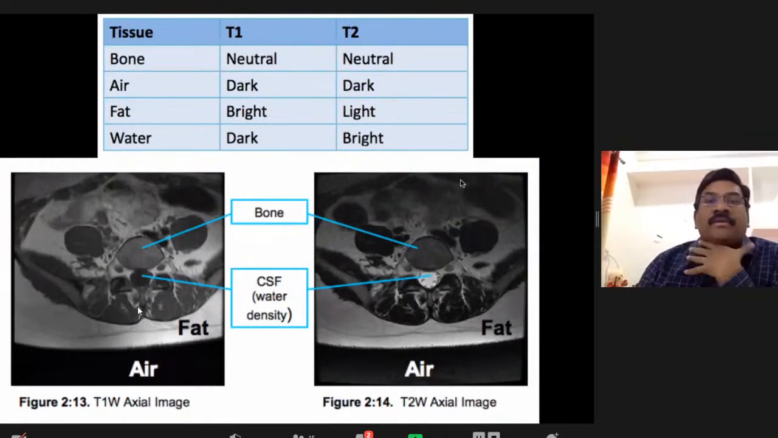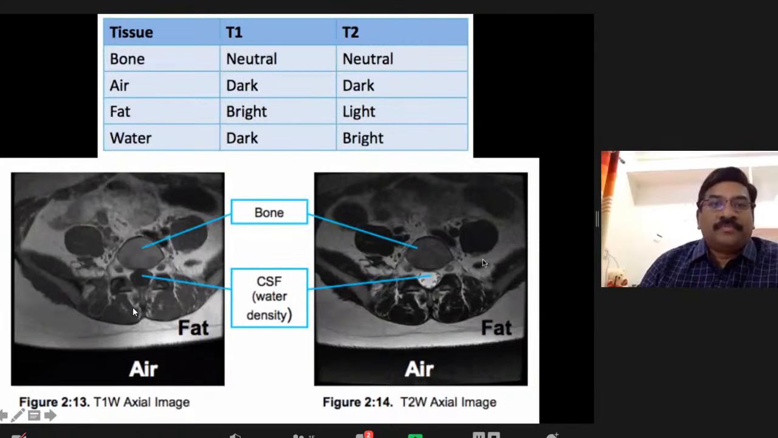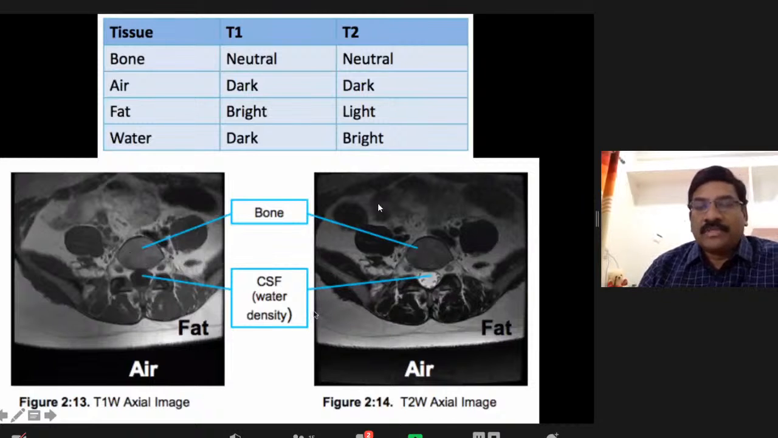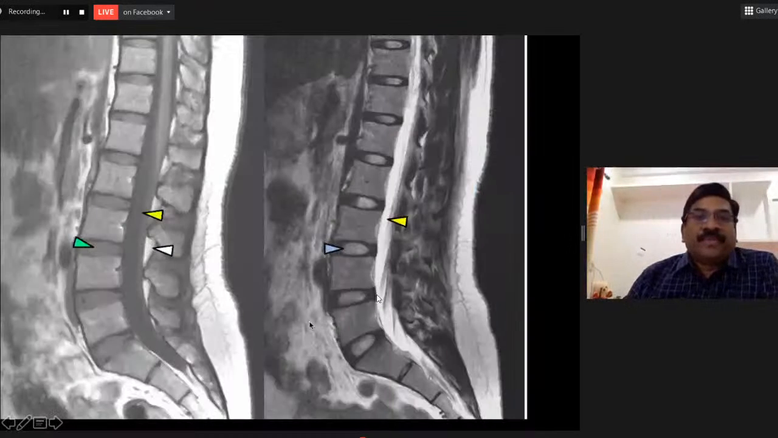So just to compare, the bone appears neutral in both T1 and T2, the CSF is dark on T1 and bright on T2, the air is dark on both, and the fat appears almost the same intensity on both the images.